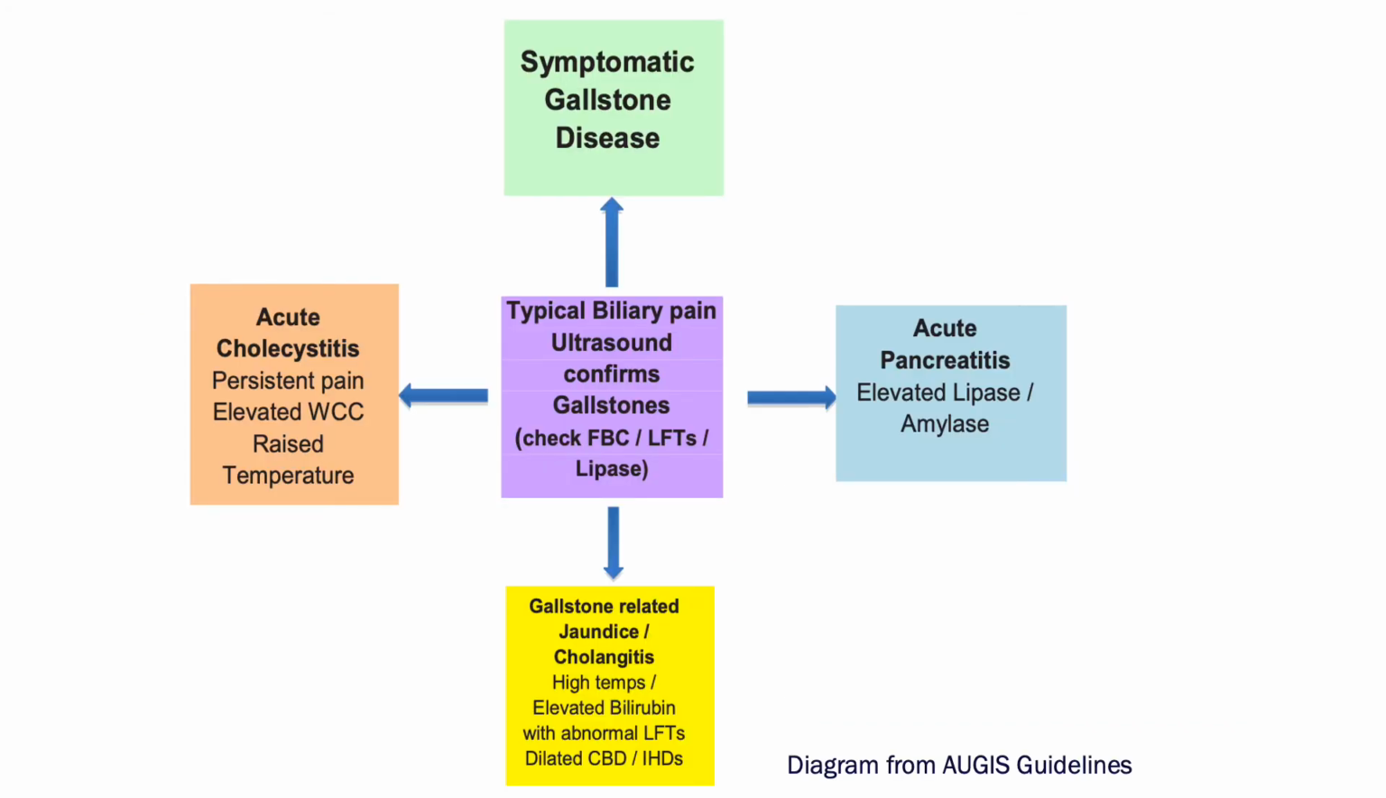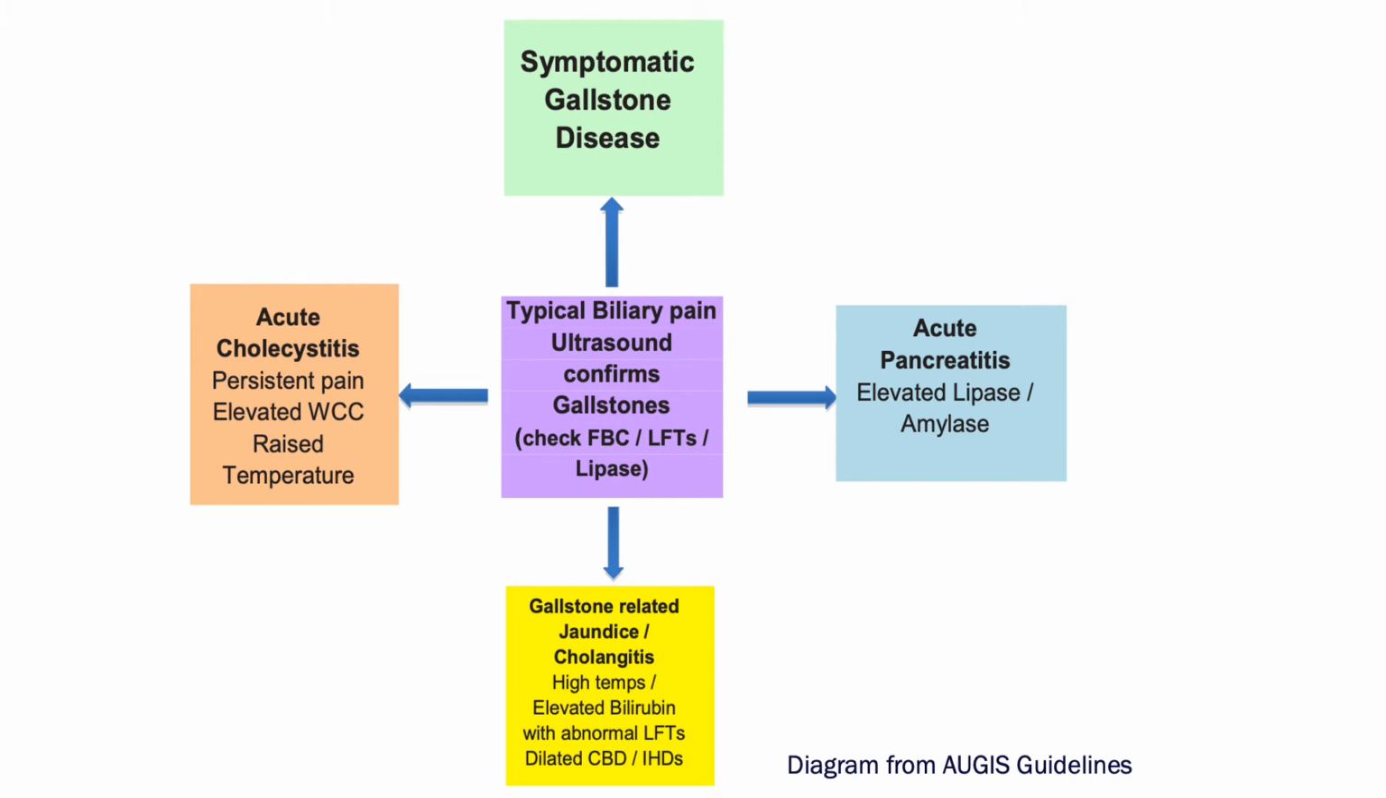So this is a simple summary slide, just outlining the different pathologies you get and what you might see once we've done our bloods and our ultrasound. So you may just have a symptomatic gallstone disease, such as colic, but within that they may have dilated ducts on the ultrasound or deranged LFTs. The bloods may show raised inflammatory markers and the ultrasound scan may show acute cholecystitis.